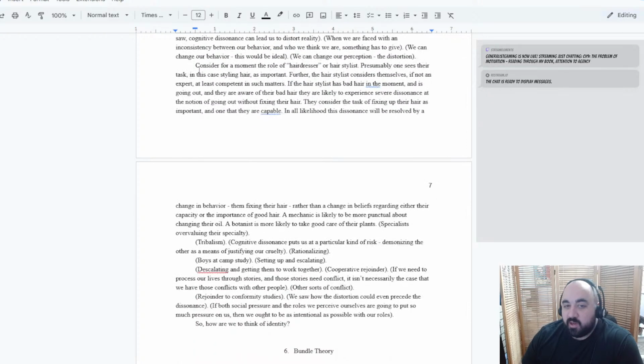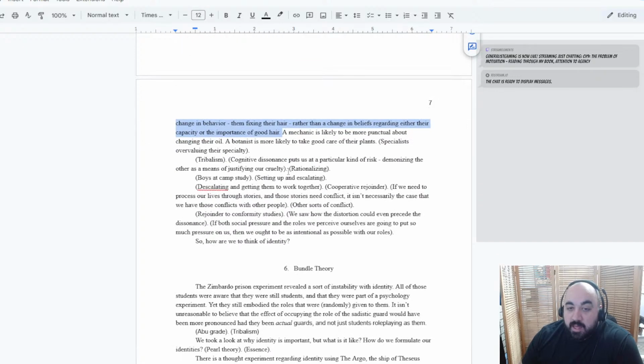Consider the hairdresser example, which we used earlier. Consider for a moment the role of hairdresser or hairstylist. Presumably, one sees their task, in this case styling hair, as important. Further, the hairstylist considers themselves, if not expert, at least competent in such matters. If the hairstylist has bad hair in the moment and is going out, and they are aware of their bad hair, they're likely to experience severe dissonance at the notion of going out without fixing their hair. They consider the task of fixing up hair as important and one they are capable of. In all likelihood, the dissonance will be resolved by a change in behavior, them fixing their hair, rather than a change in beliefs regarding either their capacity or the importance of good hair.